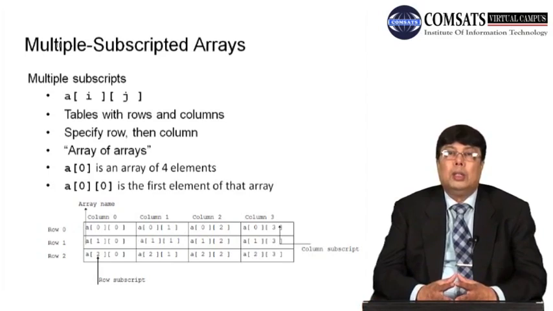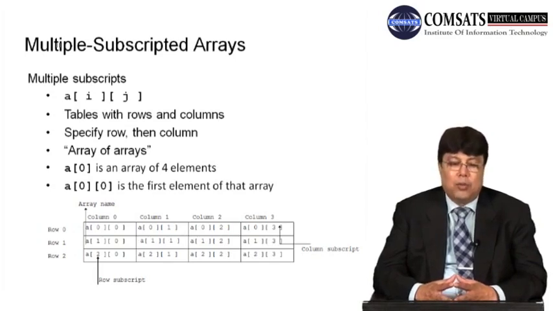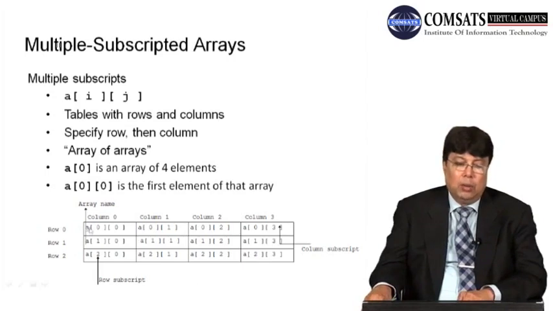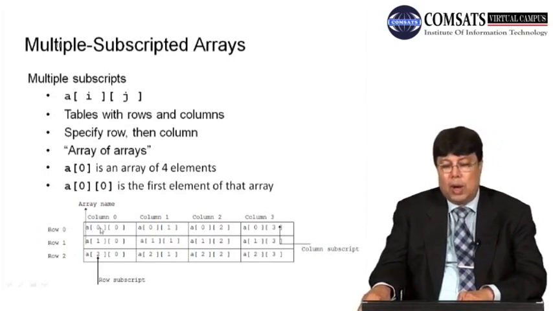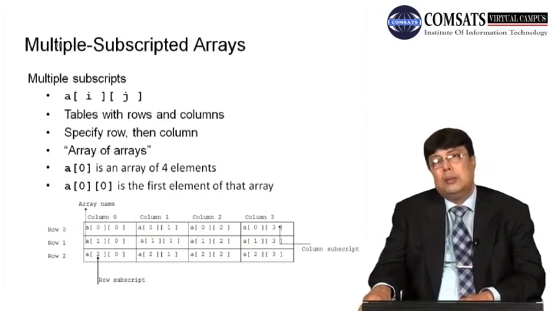So the array is also called an array of arrays. So what does it mean? It means that we can say that A of 0 is an array of 4 elements that contains 0, 1, 2, and 3. So if we use this concept, A of 0 is the name of the array, and this array has 4 elements. In this way, that is another way of explaining the 2-dimension array.